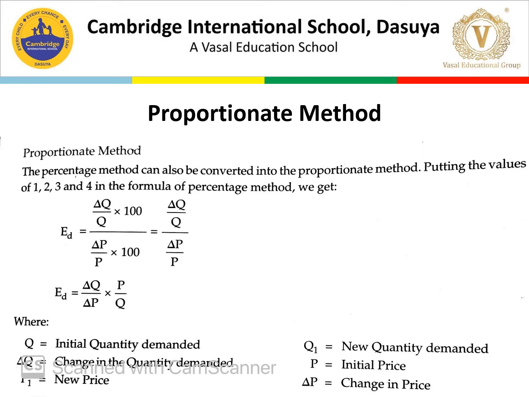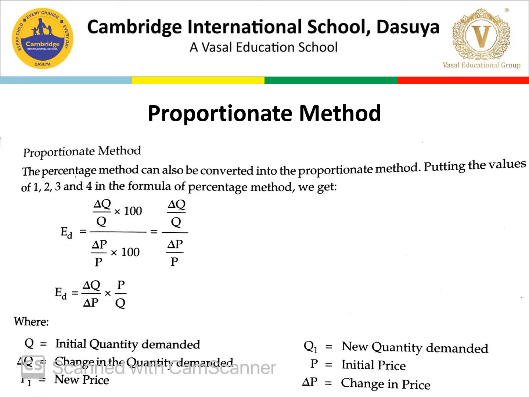So we have the proportionate method next. What is the proportionate method? The proportionate method can also be converted into the percentage method, and the percentage method can be converted into the proportionate method. So putting the values of 1, 2, 3 and 4, which I have given in the previous slide, ED is equal to triangle Q, change in quantity, over original quantity into 100, and over change in price, that is delta P over P. We call this triangle delta. So delta is always representing change.